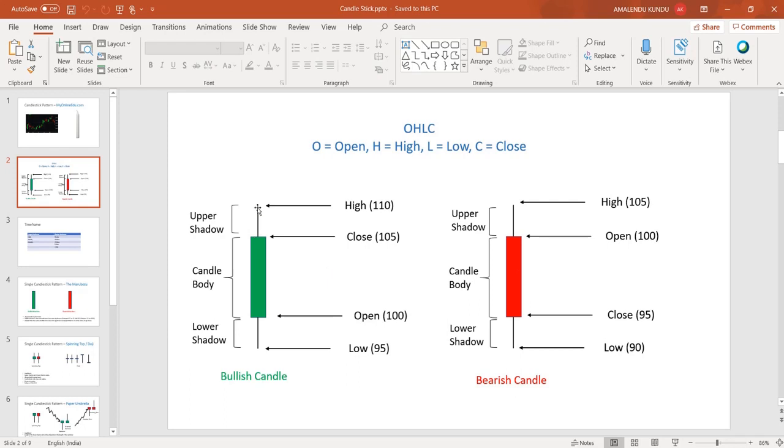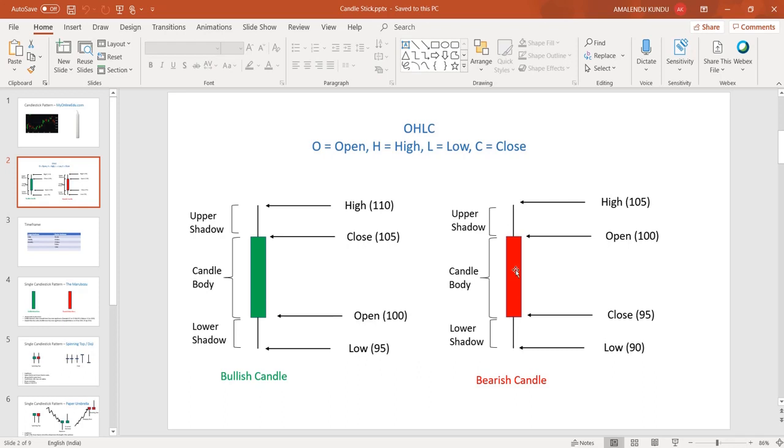And on top of the candle, there is a little bit of a straight line, right? This is called the upper shadow, and some people refer to it as a wick also. I'll refer to it here as a shadow. So this is called the upper shadow, and this is called the lower shadow. Similarly, a red candle can have the upper shadow as well as the lower shadow.